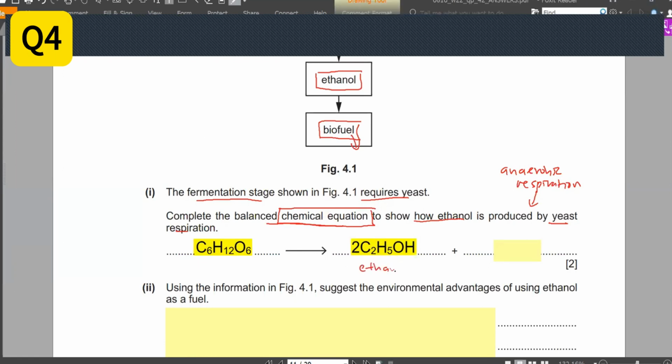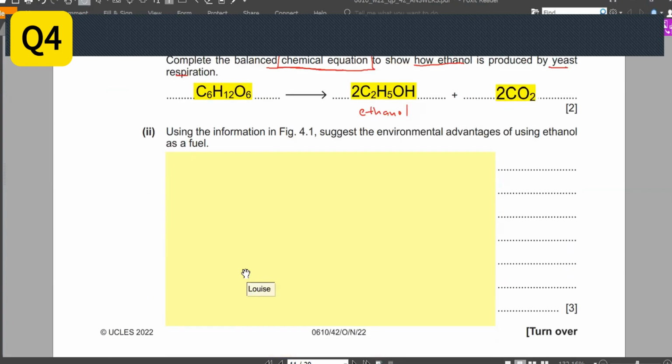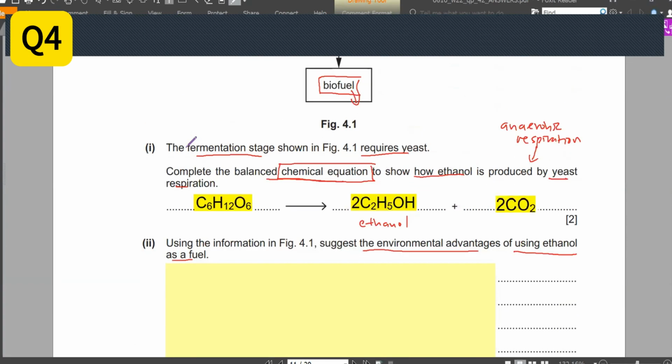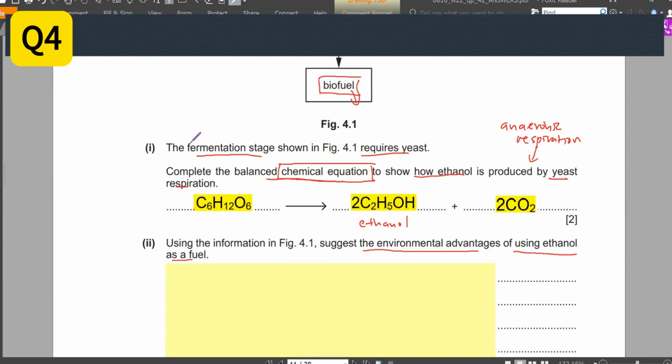So 2 molecules of ethanol and then carbon dioxide. Okay, so this is how it happens for the anaerobic reaction. Using the information in figure 4.1, suggest the environmental advantages of using ethanol as a fuel. Okay, so referring to this picture here.